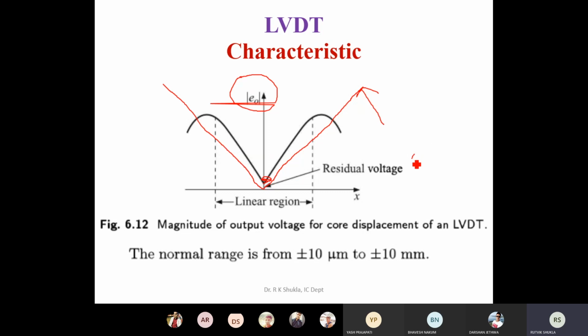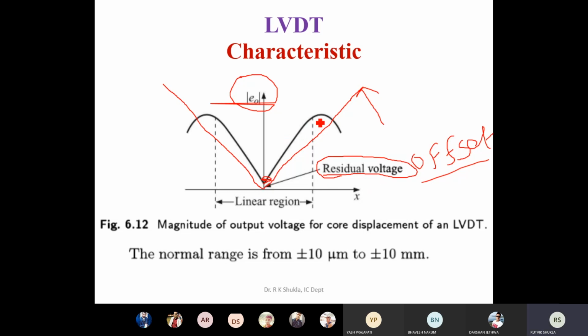This is just like the offset in the case of an op-amp. This offset says that even if you are expecting your output should remain zero, you are getting some non-zero value. So this non-zero voltage, in this case, is due to some effect which is called residual magnetism. That's why this voltage is called residual voltage.